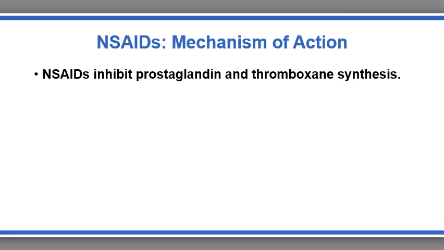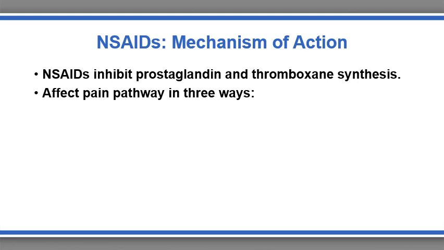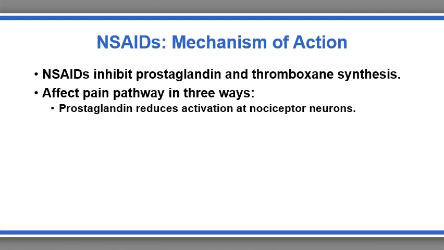Now, again, the issue with that is cyclooxygenase 1, I didn't use this term before, is like the housekeeping enzyme for a lot of general body processes. So that's where some of those potential adverse effects, particularly gastrointestinal toxicity, can become a problem. So again, NSAIDs are going to inhibit prostaglandin and thromboxane synthesis. So it could affect pain in three ways. Prostaglandins reduce activation at nociceptor neurons, so reducing the prostaglandins can decrease that.